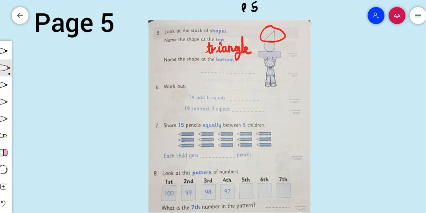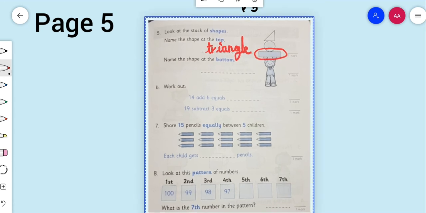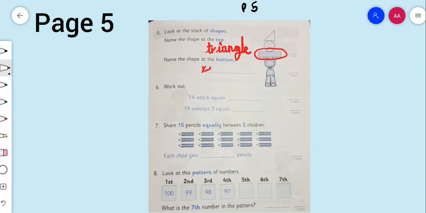Okay. Now it says name the shape at the bottom. The bottom shape is this shape. And can you guess what this shape is now? Yes, this is a rectangle. So now let's write rectangle here. Rectangle.